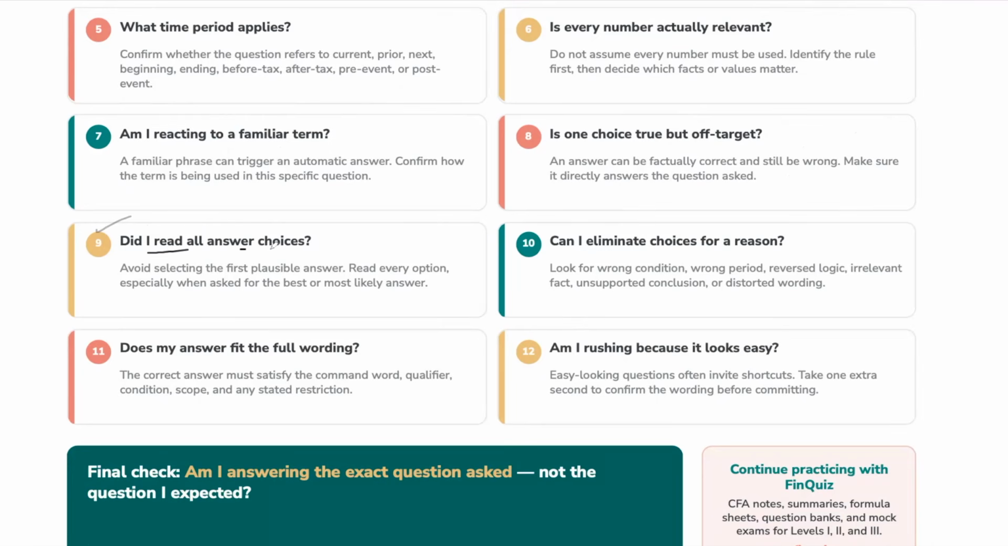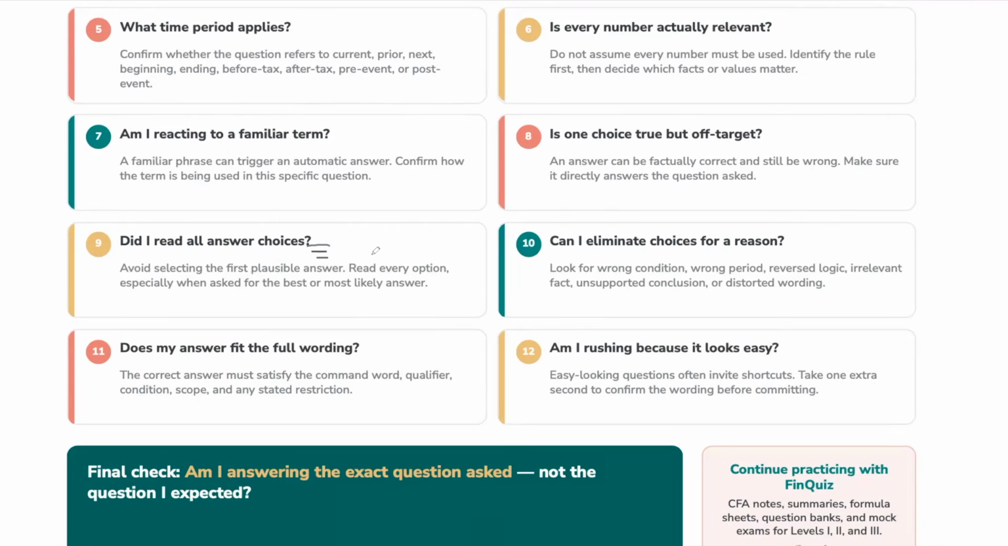Now, point 9, did I read all answer choices? This point reminds you to read all answer choices. And again, this sounds obvious, but under time pressure, candidates sometimes grab the first decent answer and move on. That is risky, especially when the question asks for the best, most likely or least likely answer. Sometimes choice A is partly correct, but choice C is better. Sometimes one answer is true in a general sense, while another answer fits the question more precisely. The CFA exam often tests relative judgment, not just basic recognition.